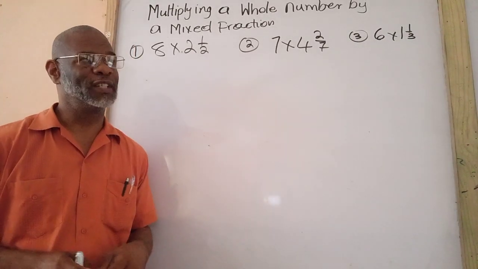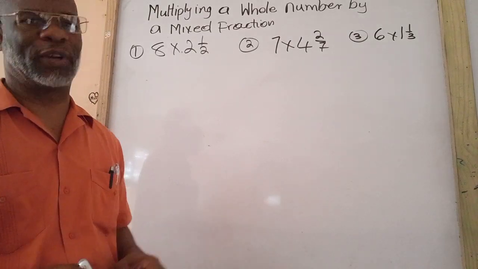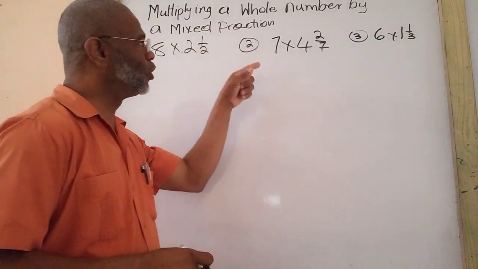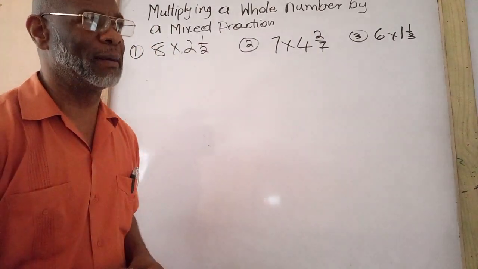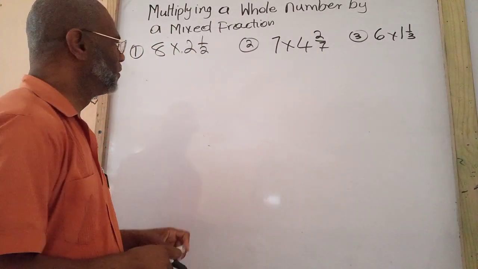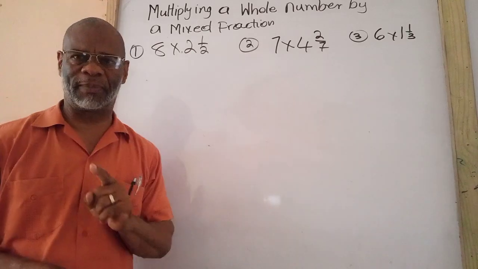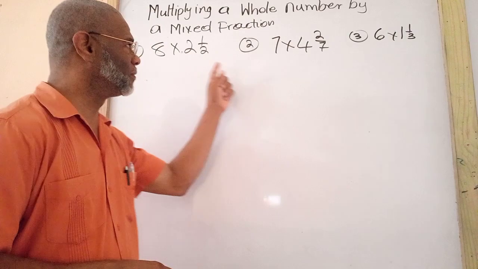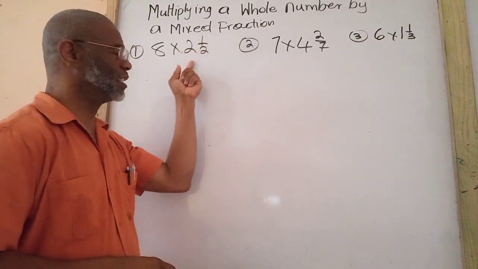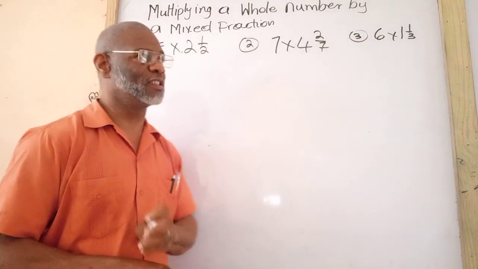Now, today we are going to be looking at multiplying a whole number by a mixed fraction. So, multiplying a whole number by a mixed fraction. Now, the first thing we need to do when we are multiplying a whole number by a mixed fraction is to convert the mixed fraction into an improper fraction. So, let's go ahead and do that.